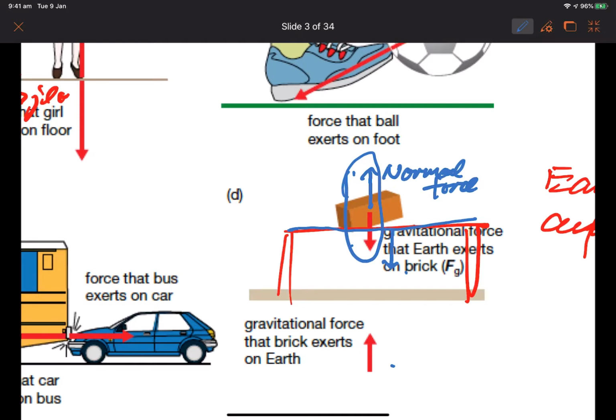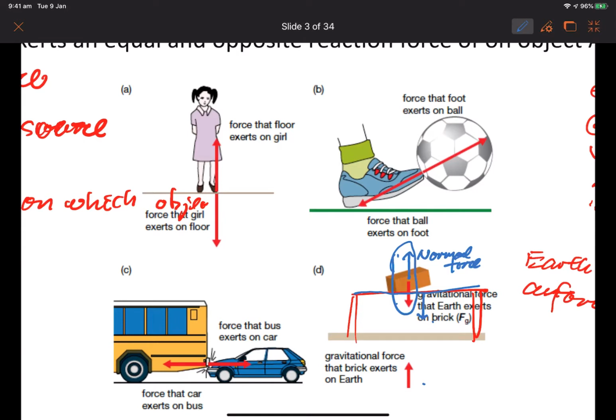Okay, make sense this one? If you make sense, everything now is make sense. When you kick the ball, you give the ball an action. The ball gives you back a reaction. Therefore, you feel hurt. But the ball will fly. It's a different problem, a different story.